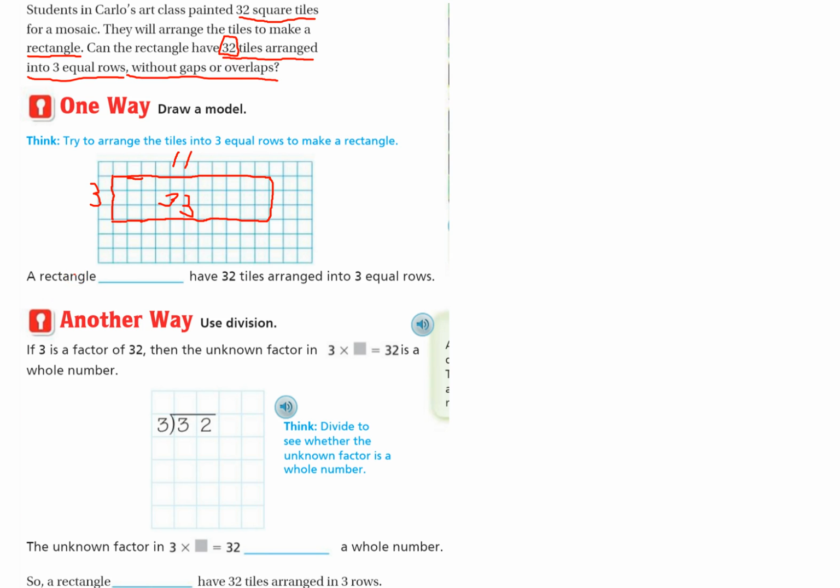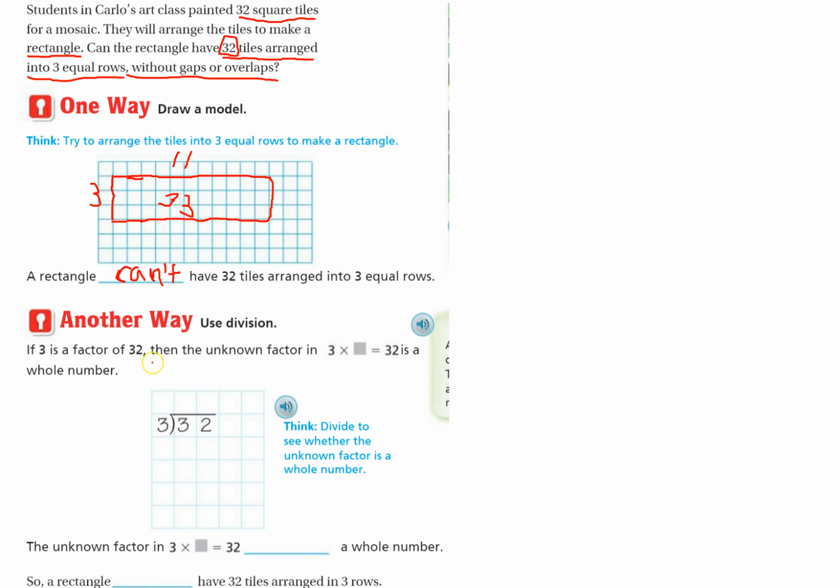So a rectangle can't have 32 tiles arranged into 3 equal rows. We couldn't do it, right? We tried, but it can't. And that's a contraction from our reading lesson as well. We're working on contractions. Can't is a contraction of can not. Okay, let's take a look.